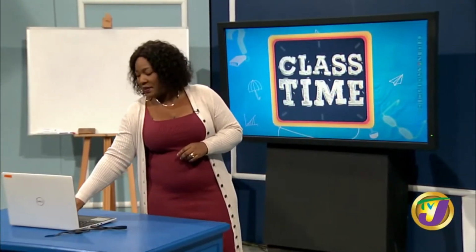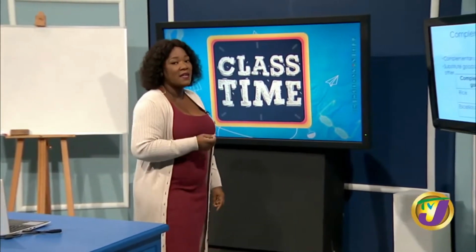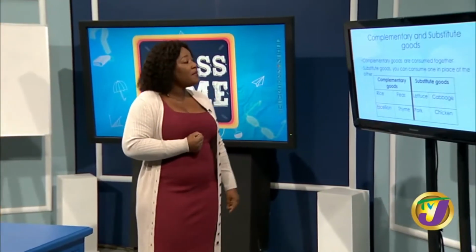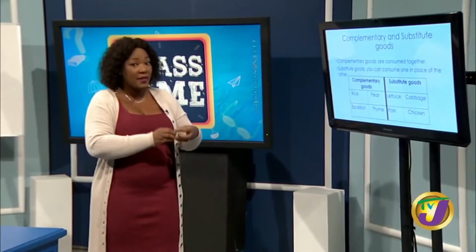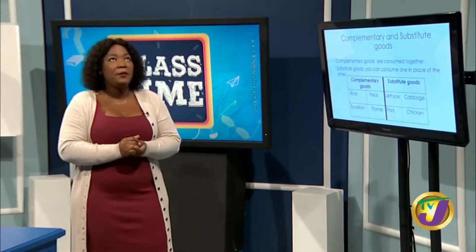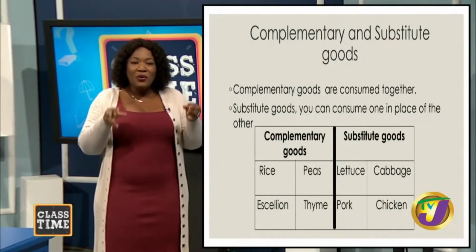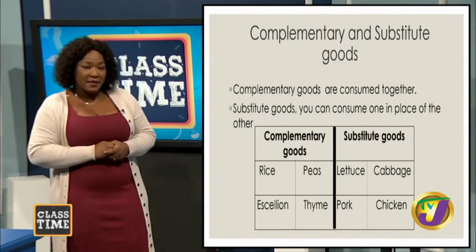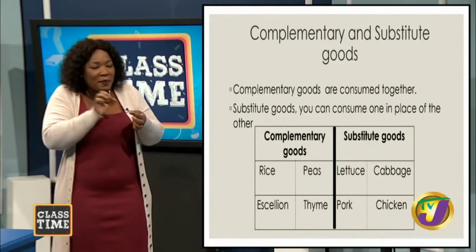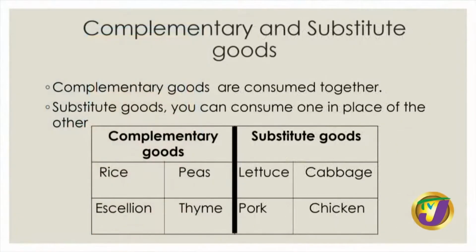Before I break down the table, let's look at two key terms: complementary and substitute goods. First, complementary goods. Complementary goods are consumed together. These items are normally utilized together. For example, we have rice and peas. Those are what we call complementary items. Typically when you go to the shop to buy scallion, they give you a pinch of thyme at a time, right? Because those two items are actually complementary.